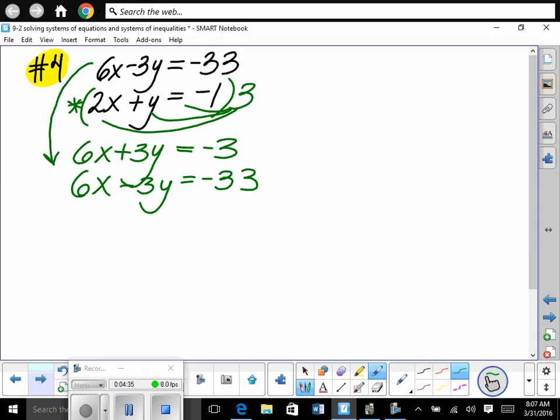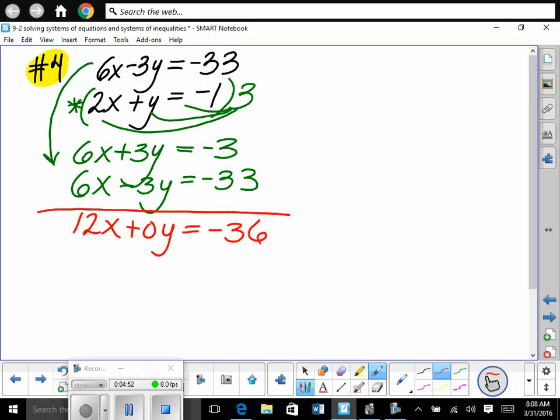Okay, so now we can squish those together. We can combine those. We can put them together. So if you add straight down, aren't you going to get 12x? Yes. Positive 12x, and then we're going to have plus 0y, which is what we wanted, because 3y minus 3y is 0y, which is equal to negative 36, right? So we have 12x is equal to negative 36, and now we're solving for x really quickly here.